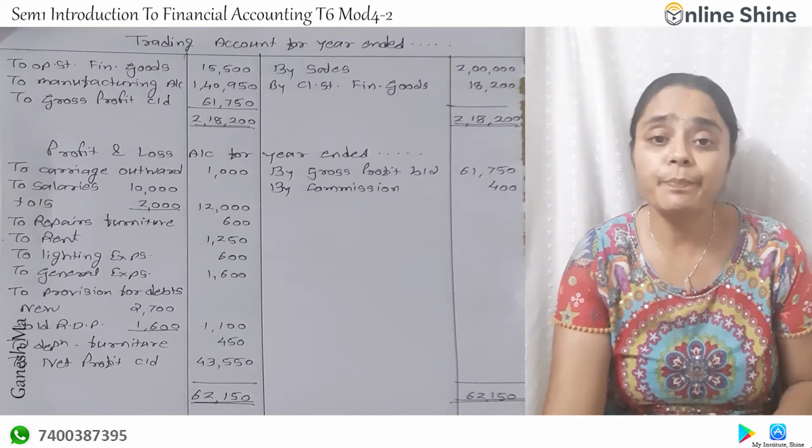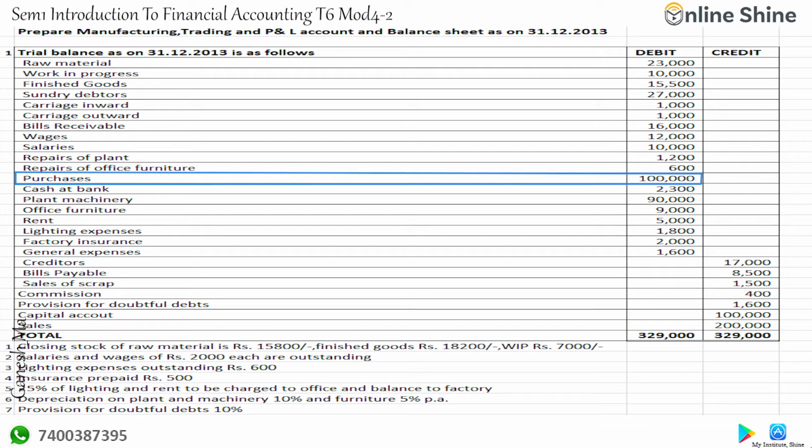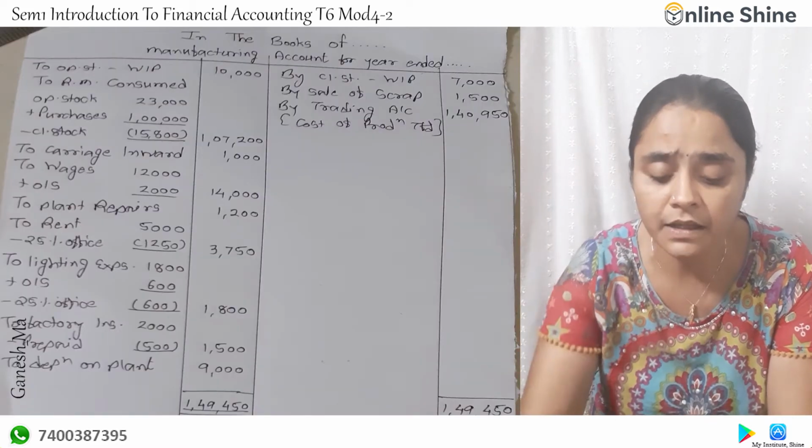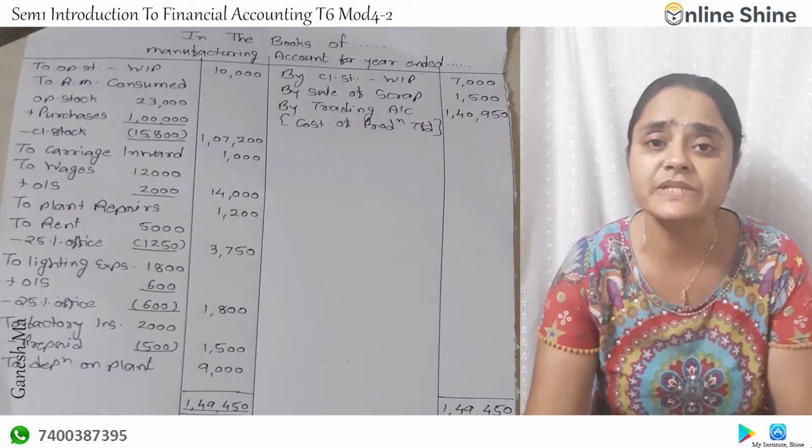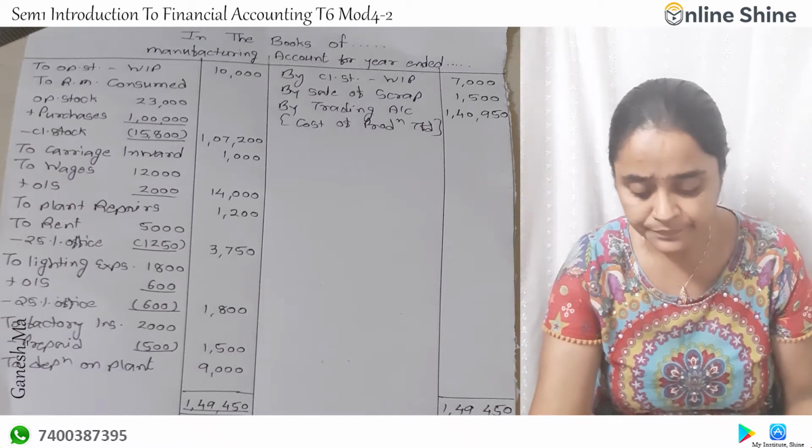The next item is purchases of rupees 1 lakh, that is definitely purchases of raw material. So that will come in your manufacturing account. You will add it to your opening stock of raw material rupees 1 lakh, again in the inner column only.